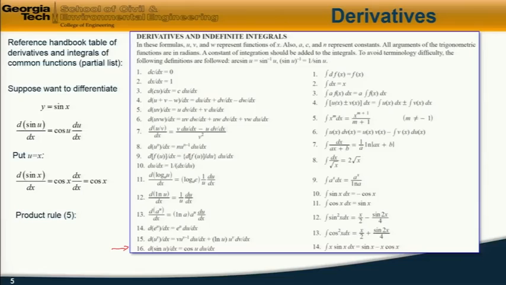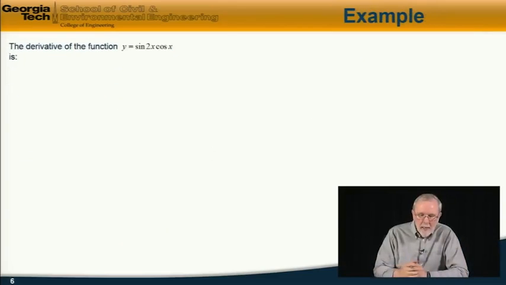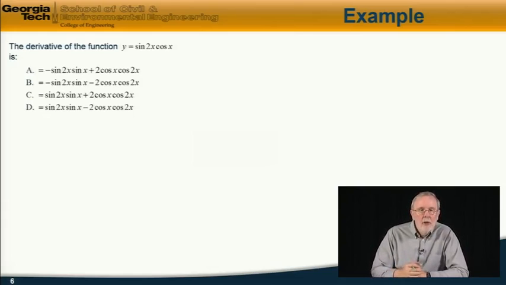The other important thing that we'll use is the product rule, number 5 here, which says that the differential of the product of two functions, uv, is equal to u dv by dx plus v du by dx. And let's apply that to an example. The derivative of the function y equals sine 2x cosine x is which of these alternatives?